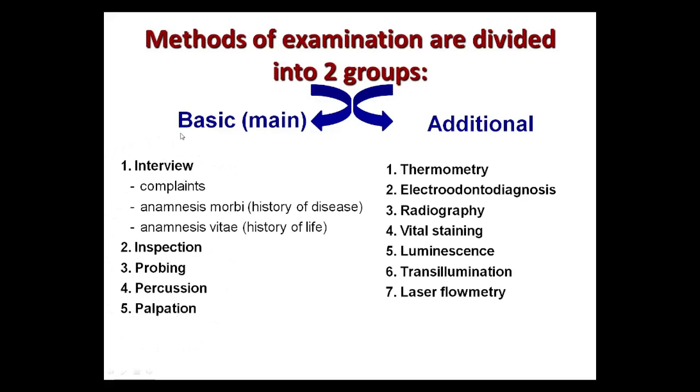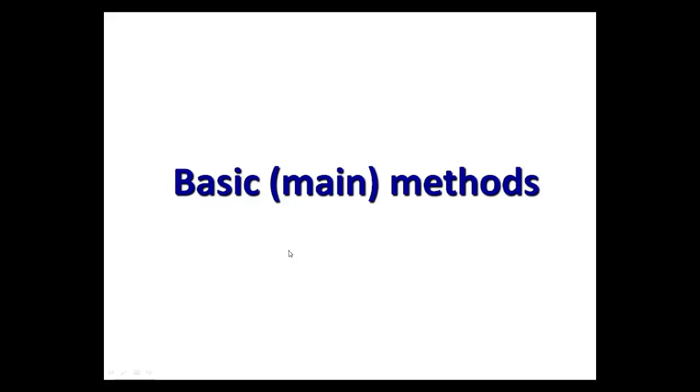These methods correspond to basic. First main big group, basic, and the second big group is additional, which includes thermometry, electrodontodiagnosis, radiography, vital staining, luminescence, transillumination, and laser flowmetry. And now about each of them in detail.